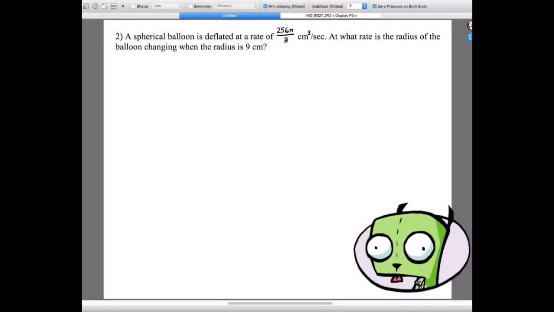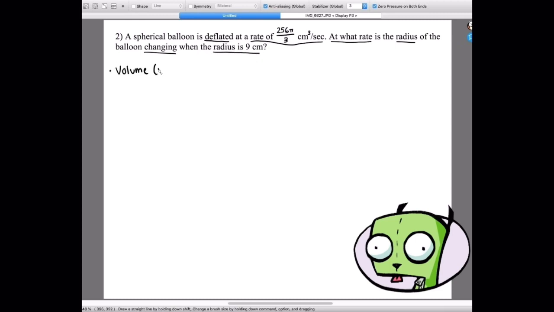Question 2. A spherical balloon is deflated at a rate of 256 pi over 3 centimeters cubed per second. At what rate is the radius of the balloon changing when the radius is 9 centimeters? Let's underline the information that we think is important and then transfer that into bullet points.